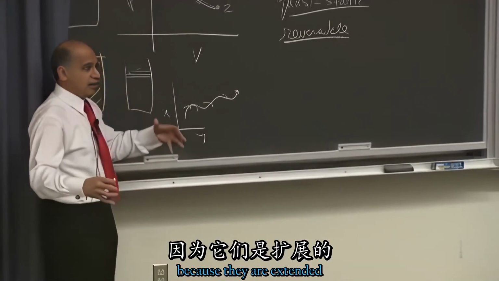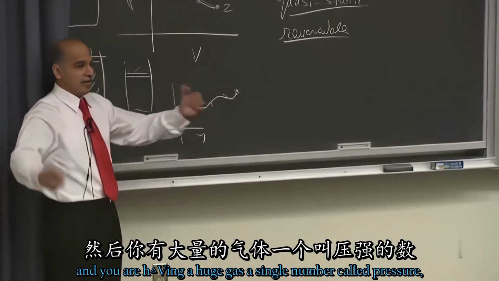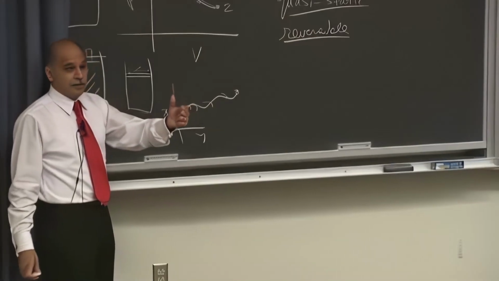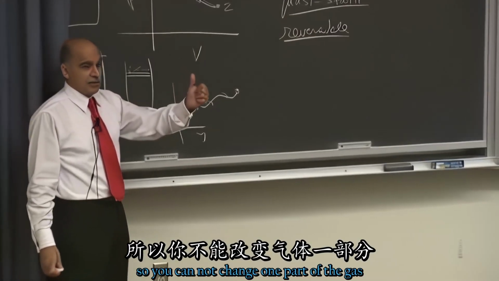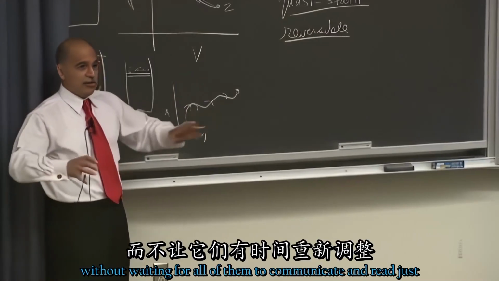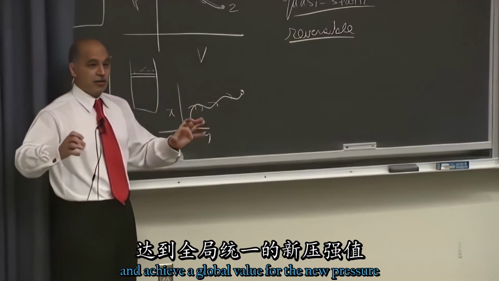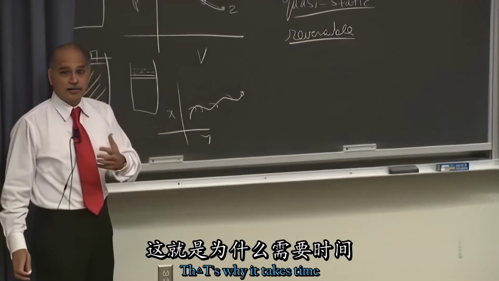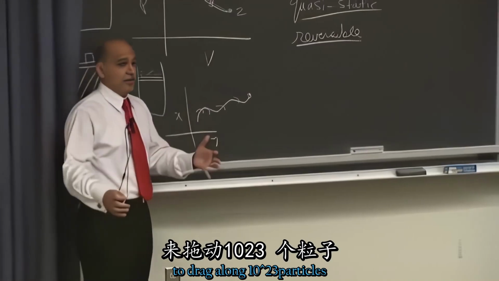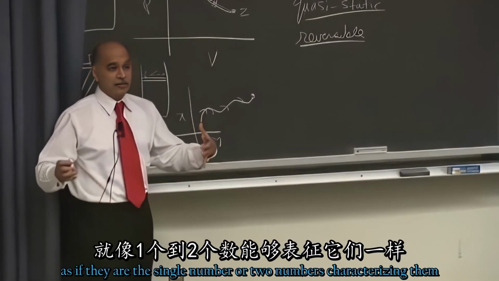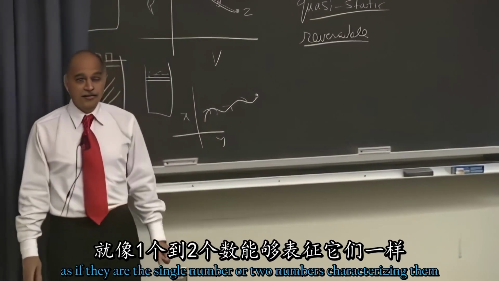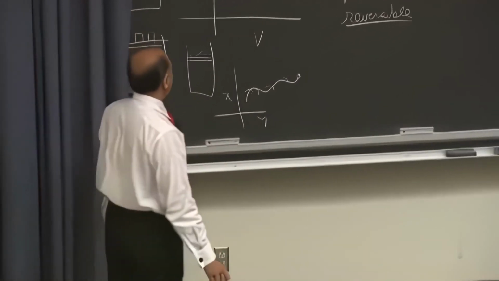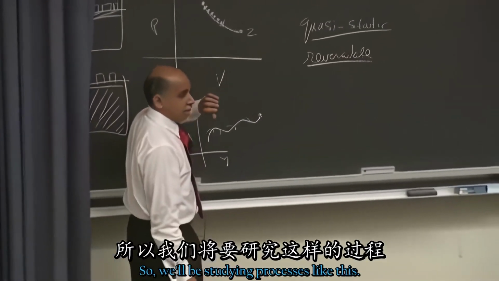Because they are extended. And you're giving a huge gas a single number called pressure. So you cannot change one part of the gas without waiting for all of them to communicate and readjust and achieve a global value for the new pressure. Then you can move gradually. That's why it takes time to drag along 10 to the 23 particles as if they had a single number or two numbers characterizing them. So we'll be studying processes like this.